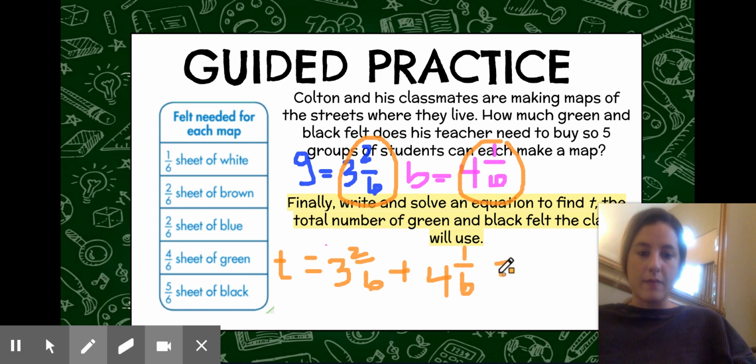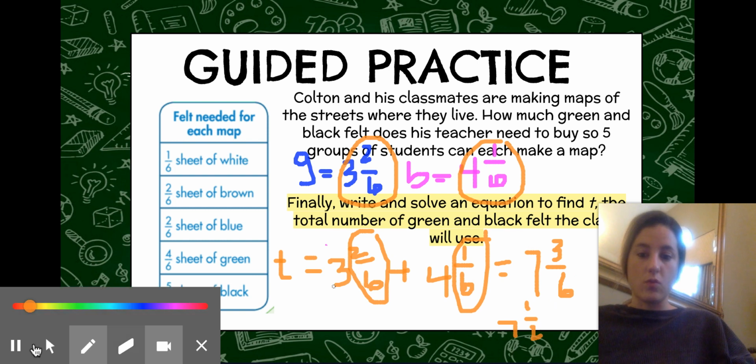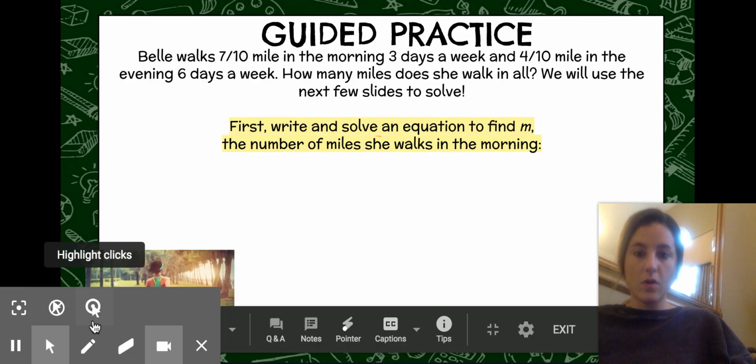When I add, my fractions first. 2/6 plus 1/6 is 3/6. And 4 plus 3 is 7. I get 7 and 3/6. If I want to reduce this, I could keep dividing by 3 and I could get 7 and 1/2. 7 and 1/2. Okay.